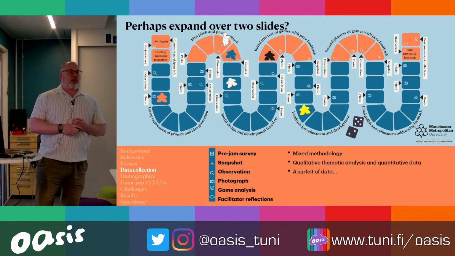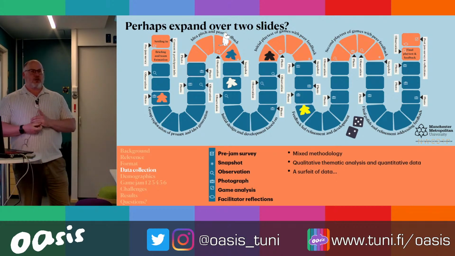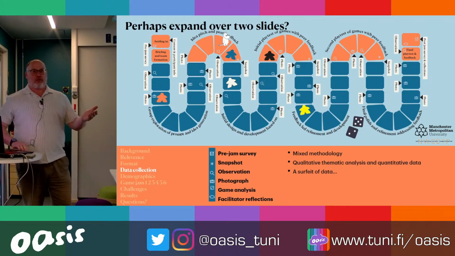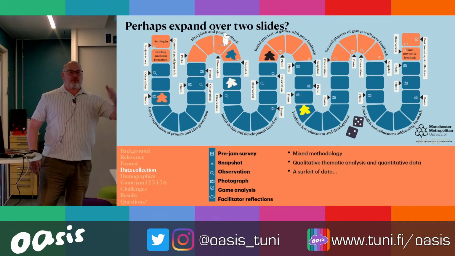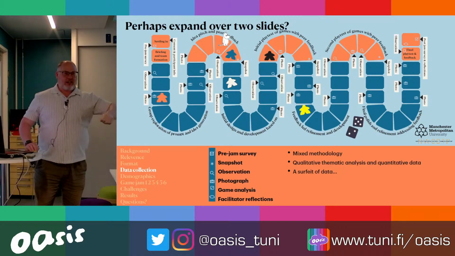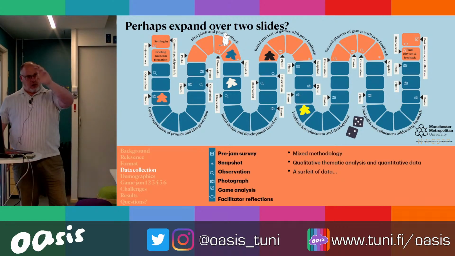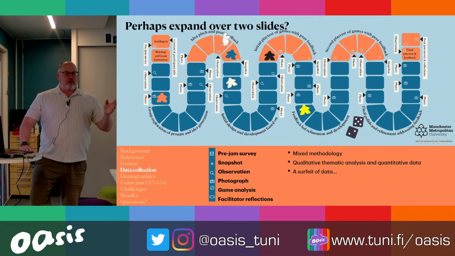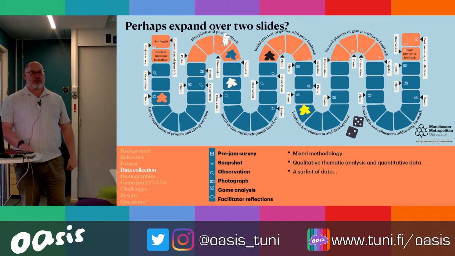So with the observations, the alarm's gone off, take an observation, something interesting's happened. I printed out sheets with a box to put the initials of the group and the time that I'd taken it, and obviously the game jam that it was in, and basically just handwrote those, hopefully in chronological order, but I kind of time-stamped them.